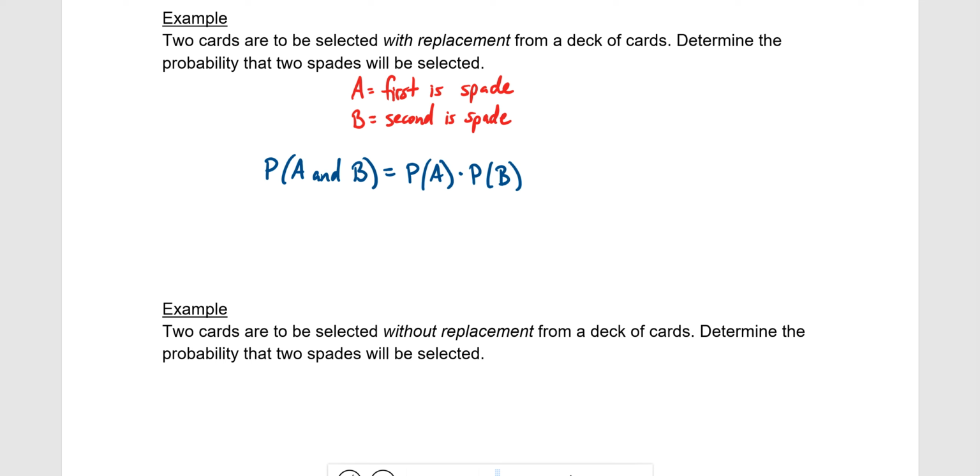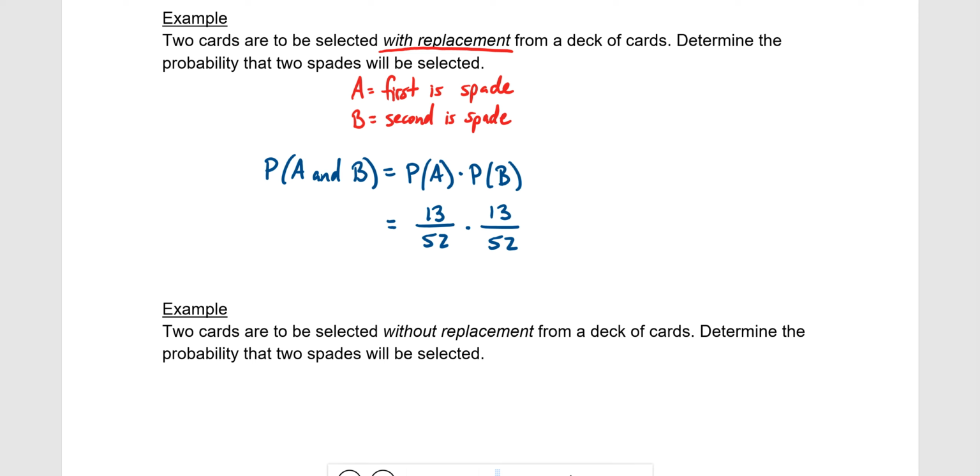So the probability of selecting a spade for the first one, probability of A, there's 13 spades out of 52 total cards. There's 13 spades because each suit has 13 cards, times the probability of selecting a spade again. The key phrase here is with replacement. We took out the spade and then we randomly put it back in the deck. So there's still 52 cards total and there's still 13 spades. So it's still 13 out of 52.